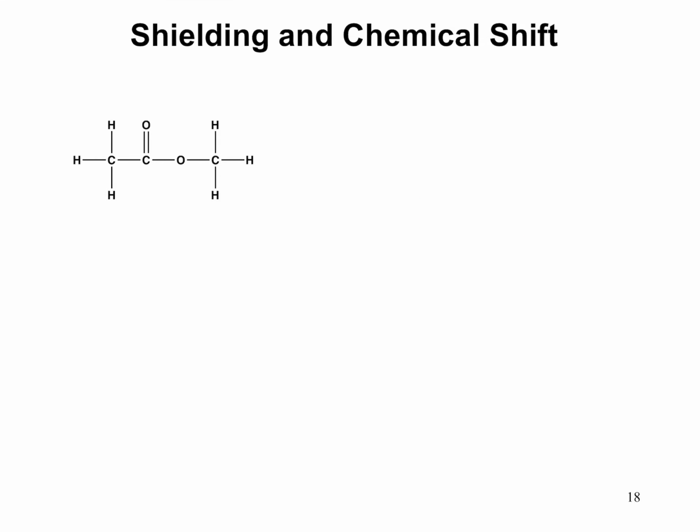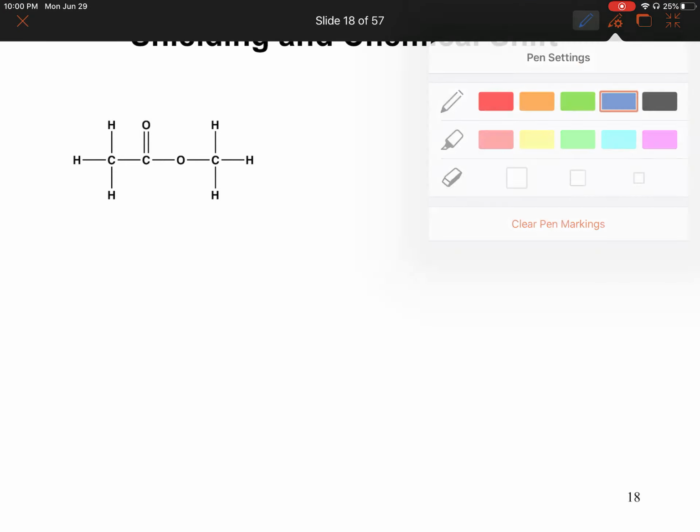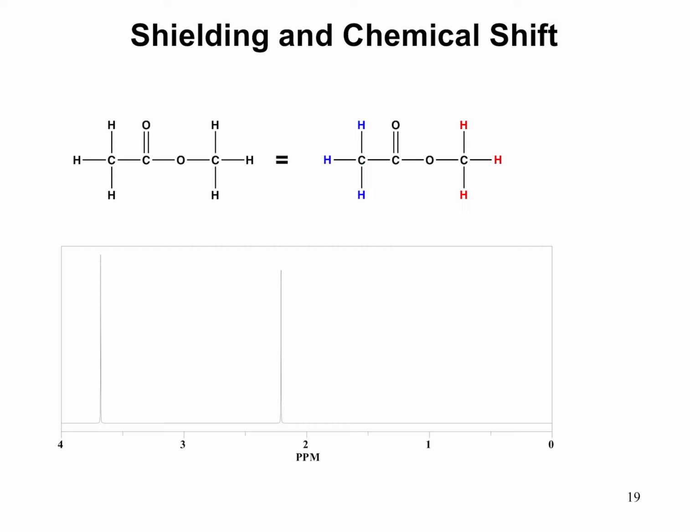All right, so let's take a look at this one here. How many signals would you expect to see in this case? Hopefully we look at this and we realize that there's going to be two signals here. Two signals, we see that here. We see these blue hydrogens and we see these red hydrogens over here. Now, the question is which hydrogen is going to be, there's one right here at approximately 3.7 and another one here around 2.2.